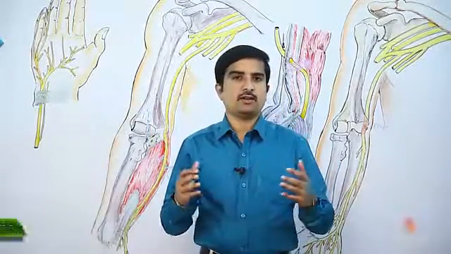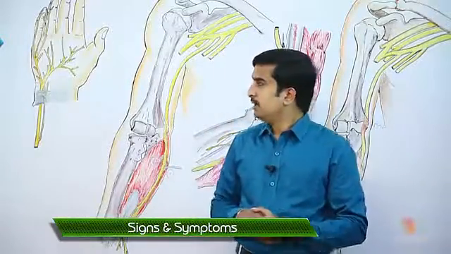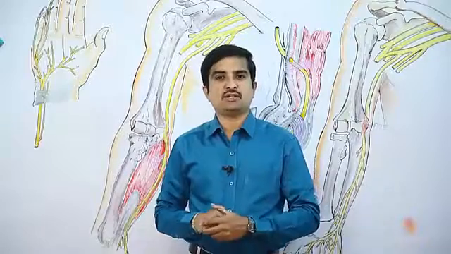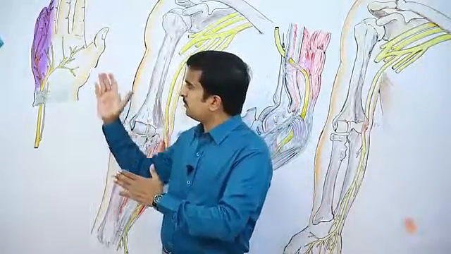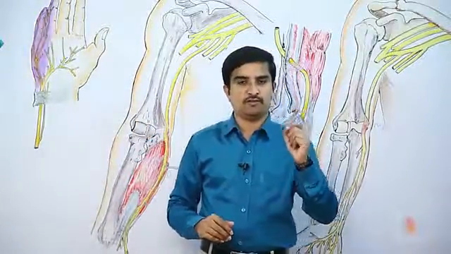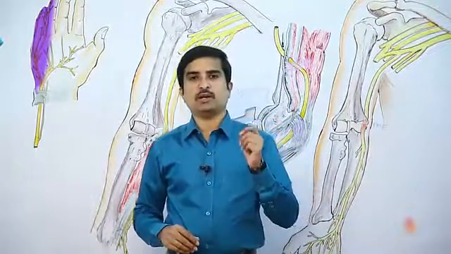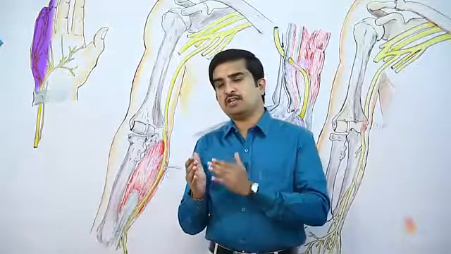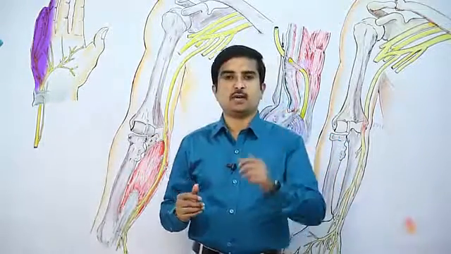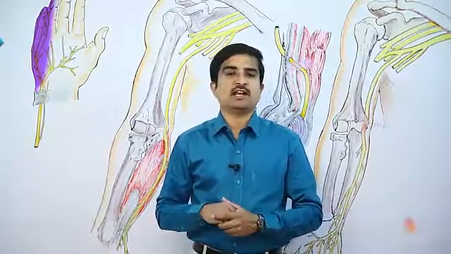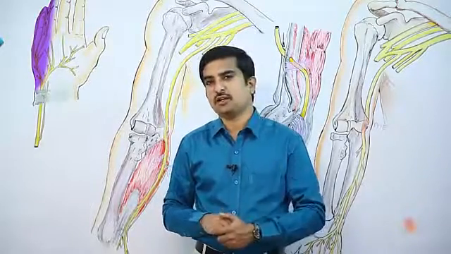Now, what are the signs and symptoms? Mainly because of the involvement of the nerve, pain and paresthesias in the medial 1.5 digits, because it is mainly innervating the medial 1.5 digits. That's the reason. Pain and paresthesias in the medial 1.5 digits, mainly because of the deep branch, as well as the ulnar nerve, is innervating all the intrinsic muscles of the hand.